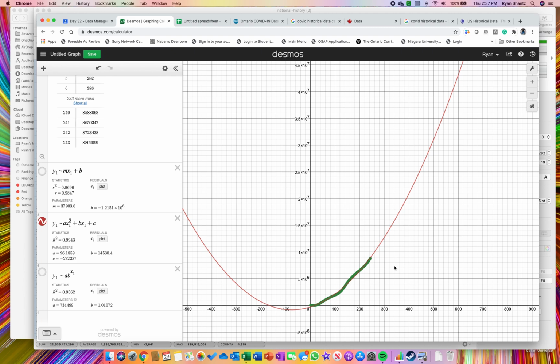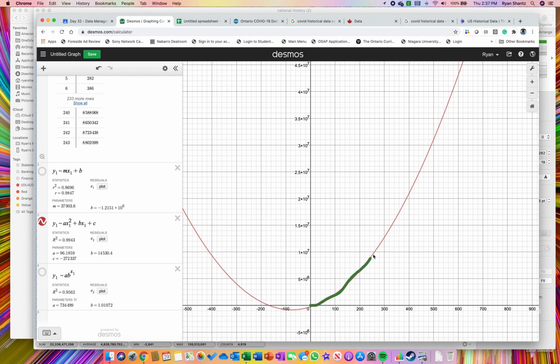When x is 4, y is 16. So each time you're increasing by, first you increase by 1, then you increase by 3, then you increase by 5, then you increase by 7. So the rate of change is increasing at an increasing rate, but not as fast as, say, an exponential would grow.